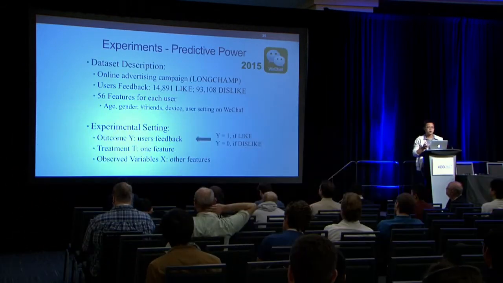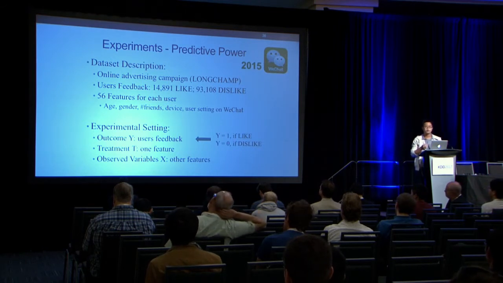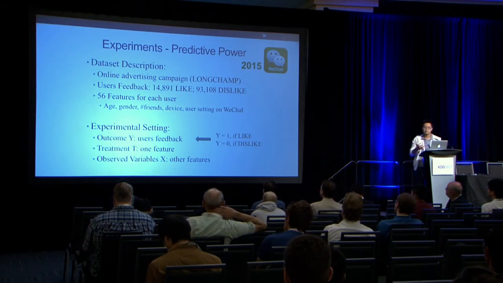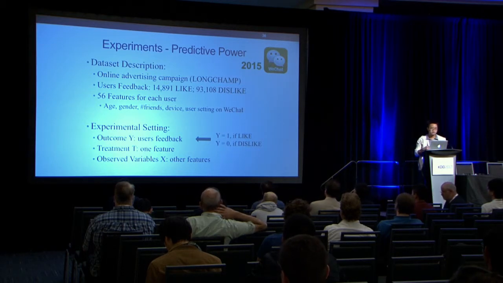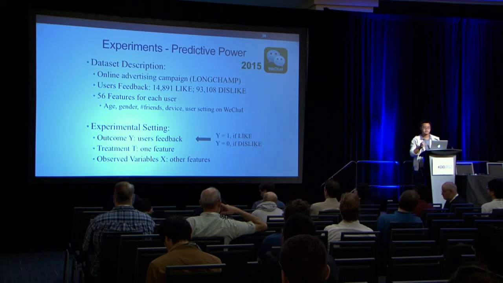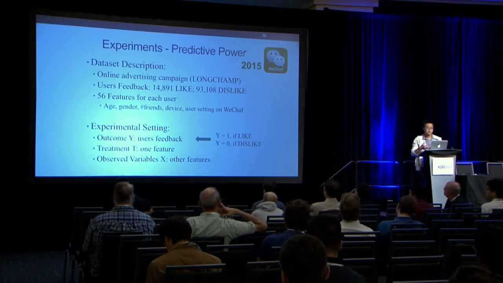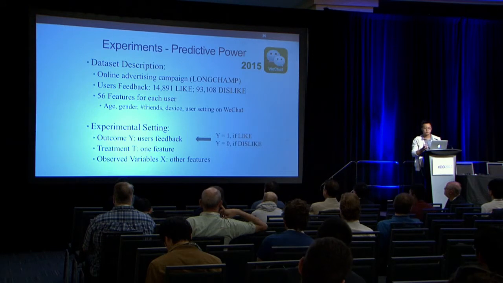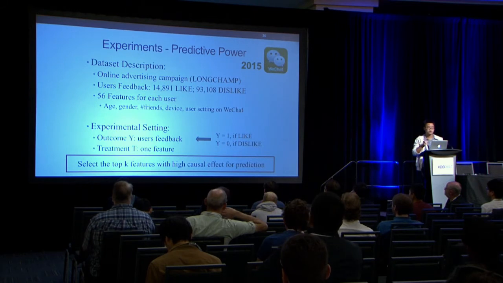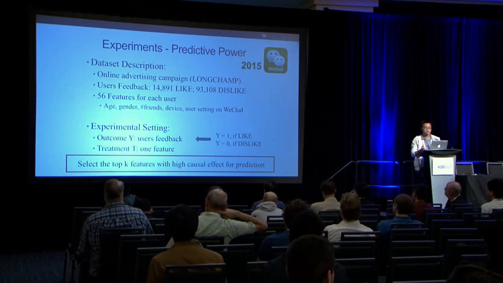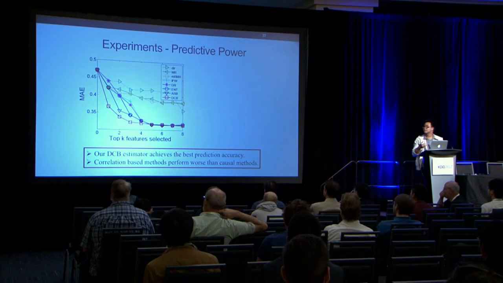Okay, to show the power of our algorithm, we conduct the experiments on a real online advertising dataset. The dataset contains more than 100,000 user feedback with like and dislike. And for each user, we have 56 features like age, gender, number of friends, and so on. And in our experiment, we set the user feedback as outcome and alternatively estimate the causal effects of each user feature on their behaviors. And finally, we select the top K features with high causal effect to predict their final behaviors. Here is the result of prediction.